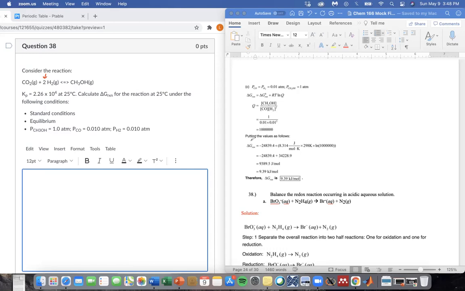1 million, I think. And so you just plug it into delta G equals delta G standard plus RT ln Q. Remember, you solve for your delta G standard in the first part of the equation here with the 24,830, 139. Then you can just do RT ln Q, and your Q in this case is 1 million. And so you'll end up getting 9.39 kilojoules per mole for the delta G.